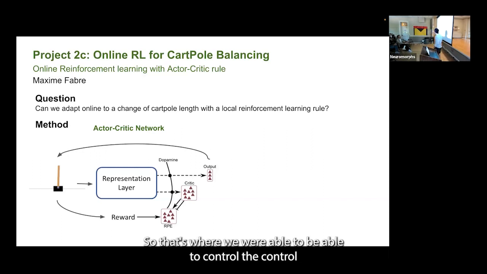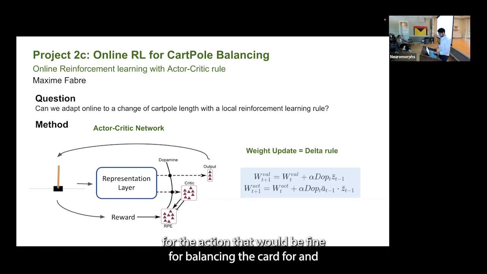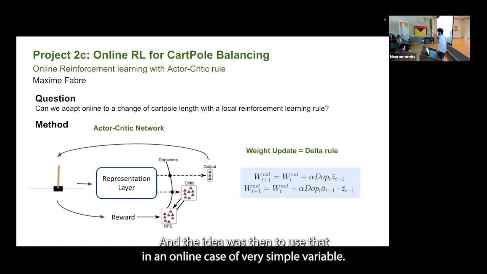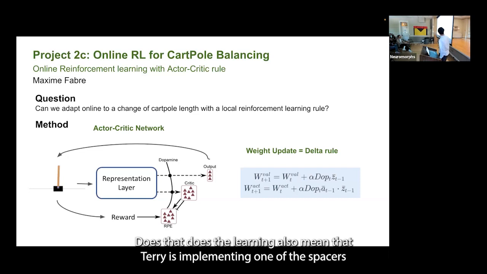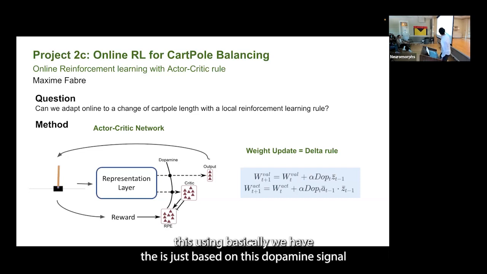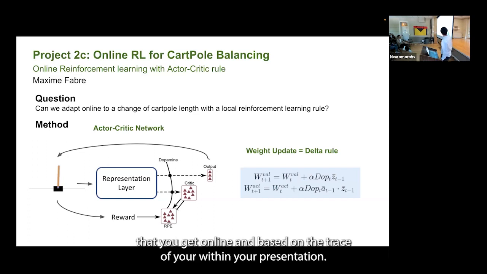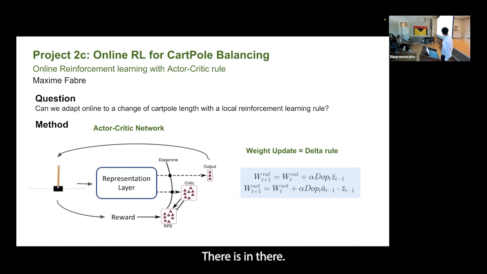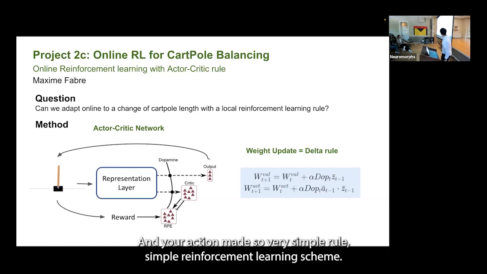So dynamically, the weights of the ANN learn to control the cartpole with this actor-critic representation, which is the fact that our network is associating value to the current state of the cartpole, and with that is able to determine a kind of dopamine signal that will allow to define the update of the weights for the actions that will be defined for balancing the cartpole. And the idea was then to use that in an online case with a very simple learning rule, which is the delta learning rule, something that Terry has been implementing in one of his papers. The weight update is just based on this dopamine signal that you get online and based on the trace of your representation layer, hidden layer, and your action layer. So very simple rule, simple reinforcement learning scheme.